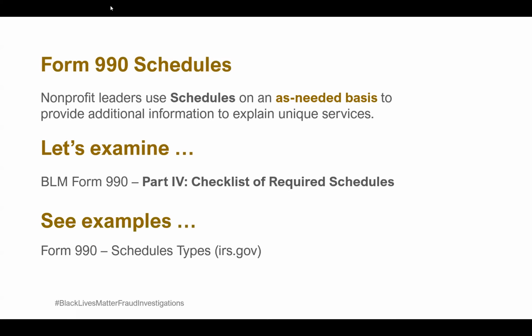So I'm going to pause my screen so that I can make the transition over to where I need to be. Thank you for your patience while I make that transition. And again, I'm going right to the Black Lives Matter Global Network Foundation's Form 990 information return to the Part 4 section, checklist of required schedules. So let me go ahead and reshare my screen to be in the right location.